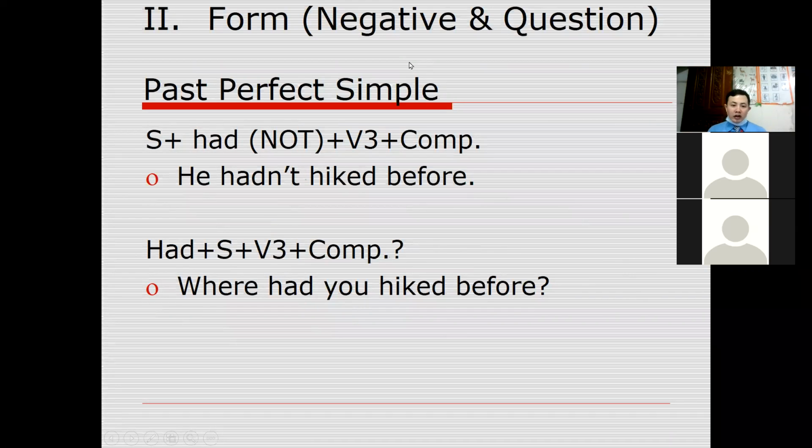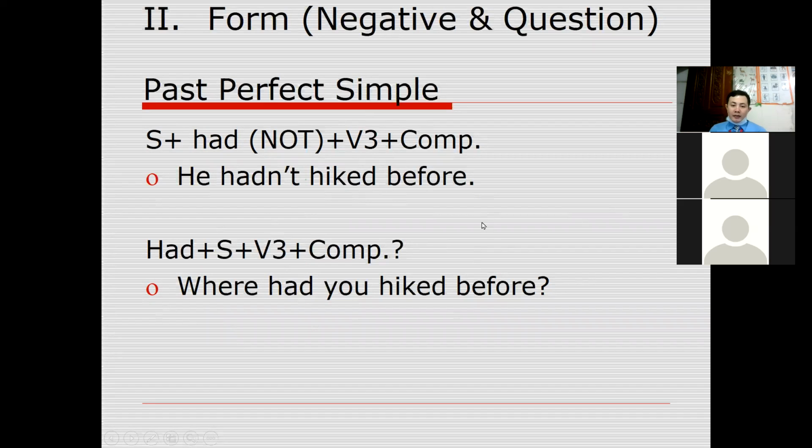Okay, so let's go to the next one, talking about the form again, but this one with the negative and question. Okay, so here the negative form of past perfect simple, you just add the word not after the auxiliary verb had, right? It becomes like this. He had not hiked before. Okay, hike means climb. Okay, so he is the subject, and then had not, and then verb 3, hiked, we add ed, right? Because it is a regular verb.